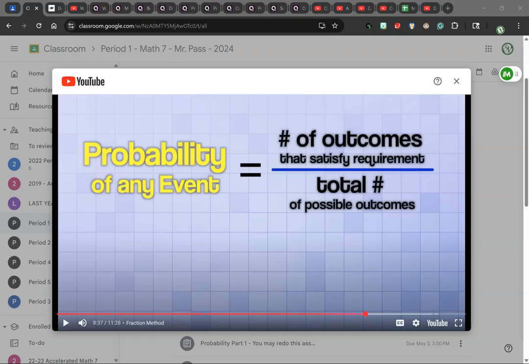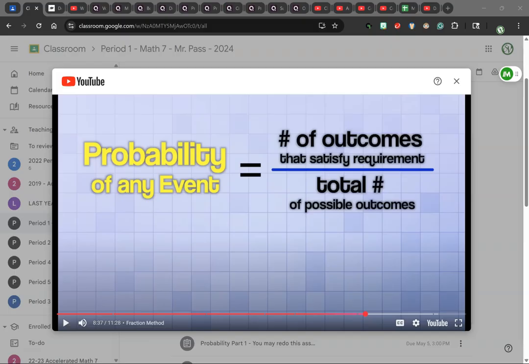I wanted to get this page up that we wrote in our notes. Finding your probability is the number of outcomes that satisfy the requirement. In other words, whatever we're looking for. So if we're looking for heads or tails, let's say we're looking for heads. How many heads are there on the coin? There's one out of a possible two. And what's on the bottom? The total number.